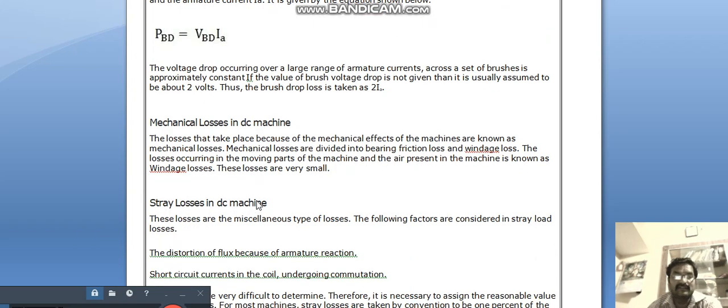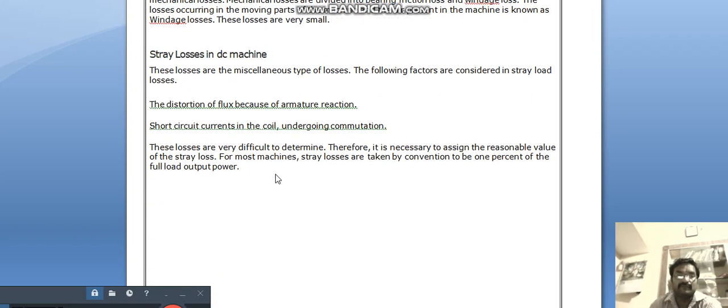Stray losses in DC machine. These losses are miscellaneous type losses. The following factors are considered in stray load losses: the distortion of flux because of armature reaction, and short circuit current in the coil undergoing commutation. These losses are very difficult to determine. Therefore, it is necessary to assign a reasonable value of the stray loss. For most machines, stray losses are taken by convention to be 1% of the full load output power.